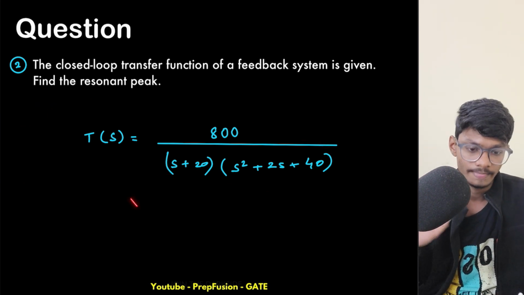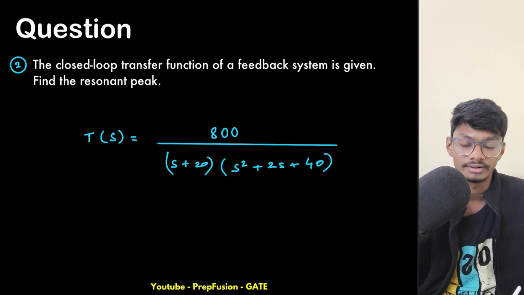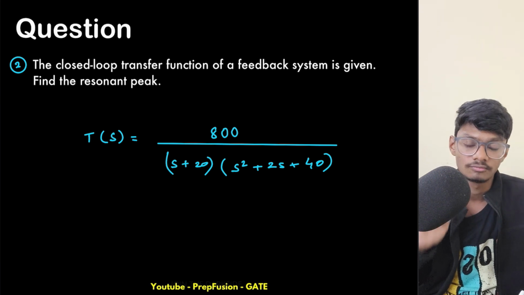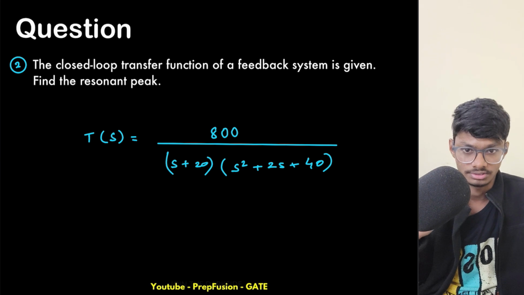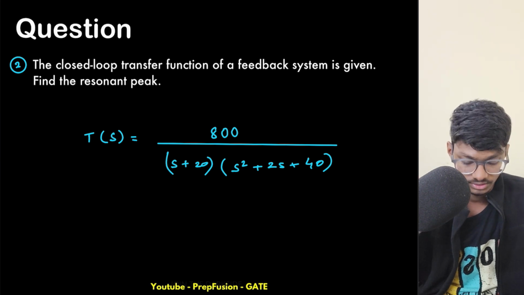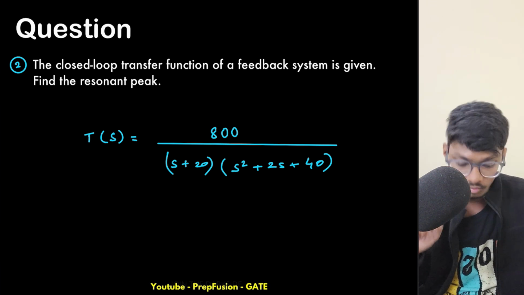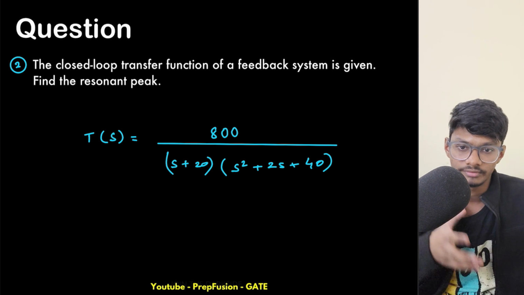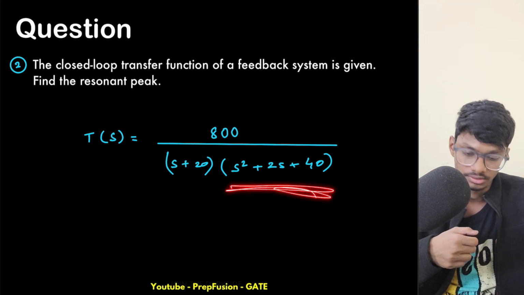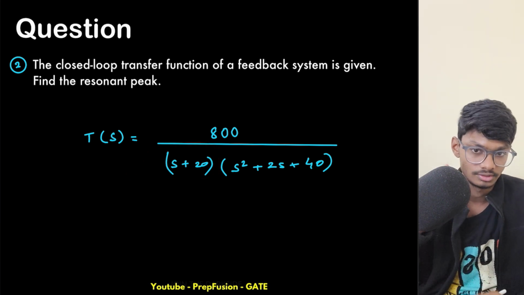But what is the problem here? This is a third order system. So you might ask, how can I find the resonant peak for a third order system? We have only learned about the second order system. So what do we have to use here? We have to use the dominant pole method. How can you use the dominant pole method? Let's see. You might ask, sir, we don't even know the location of the roots. So first I have to find the location of the roots of this one. Then I have to compare. Then I can use the dominant pole, right?